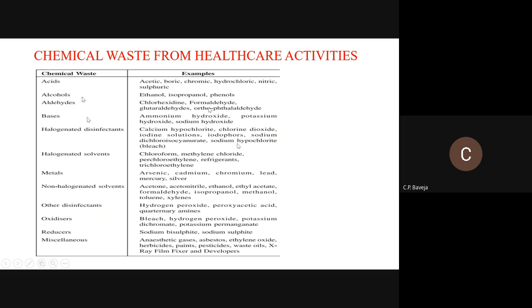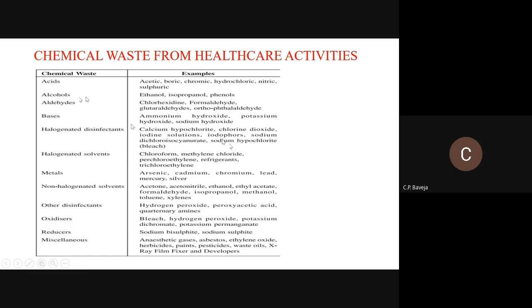Orthomethylaldehyde, then bases: ammonium hydroxide, potassium hydroxide, sodium hydroxide. Then halogenated disinfectants like calcium hypochlorite, chlorine dioxide, iodine solutions, iodophores, sodium hypochlorite. This hypochlorite, that is bleach, this hypochlorite solution is very commonly used in the hospital as a disinfectant, especially in the HIV laboratory. And for HIV purposes, it is a very effective disinfectant.